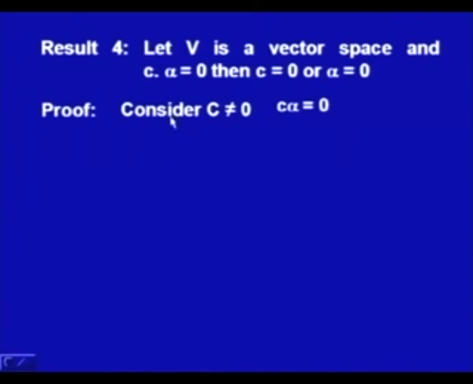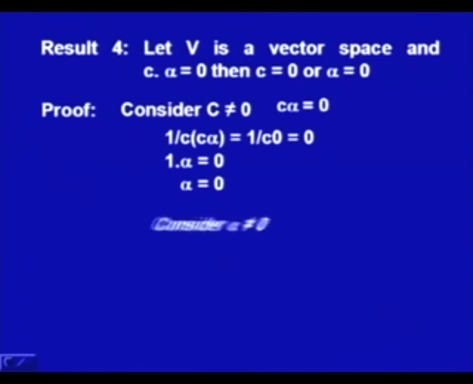So C is not 0 but C alpha is 0, then I can multiply this quantity by 1 by C. So 1 by C into C alpha is 1 into, I am multiplying 1 by C on both the sides. So 1 by C into 0 is, because 1 by C is possible because C is not 0, that is why I have taken C not 0. So 1 by C into C alpha is equal to 1 by C into 0. So right hand side is 0, but this side is 1 into alpha, but we know V is a vector space, so 1 dot alpha is equal to alpha. So this proves alpha is equal to 0.